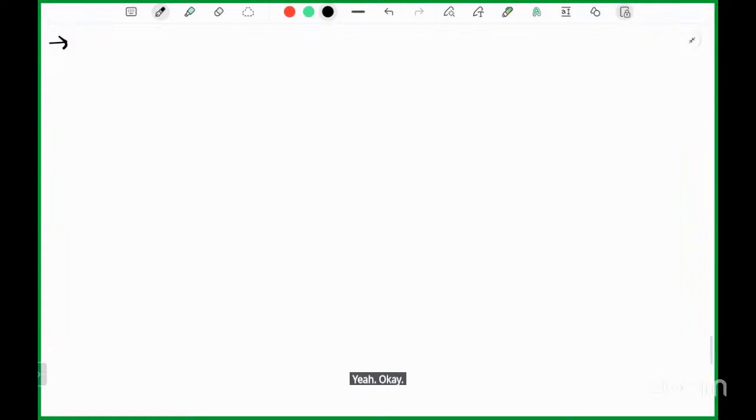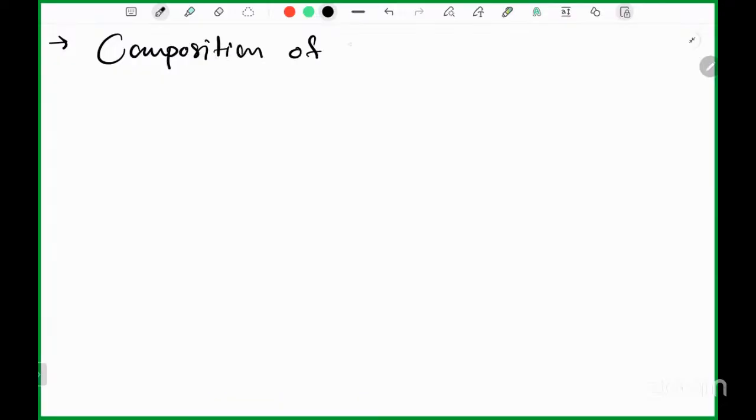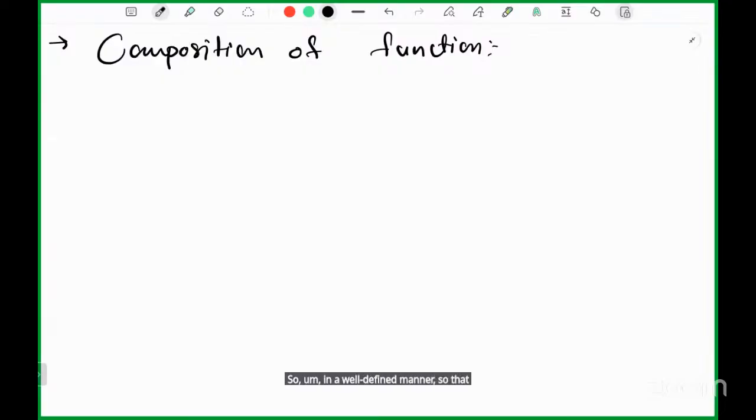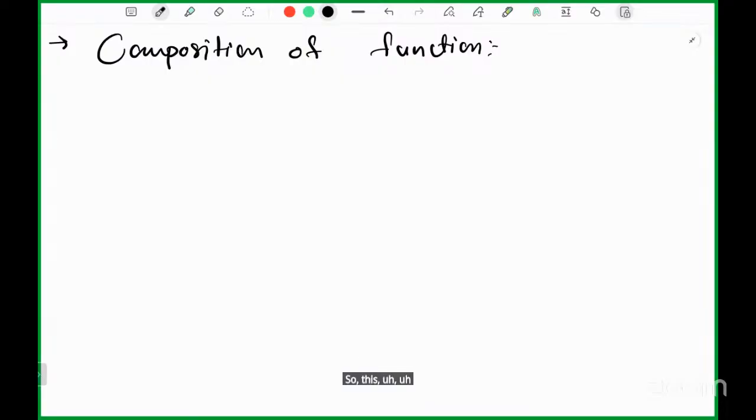So now let's go to the next topic, which is composition of function. Okay. So composition of function means if you have two functions and you want to apply those two functions in a well-defined manner. That means you first apply f, and then whatever output you get, you want to apply g.